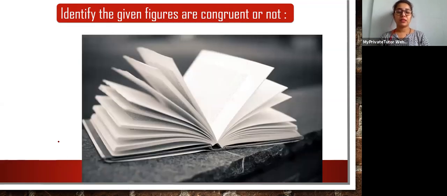Let's take another example. Pages of a book. If you have a book, I'm considering only one book, all pages of the book are the same. Don't get confused that the written content on each page is different. We're not talking about the content, we're talking about the figure, the shape of the paper. So all the pages of a book are considered congruent.